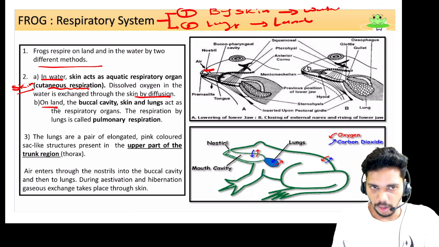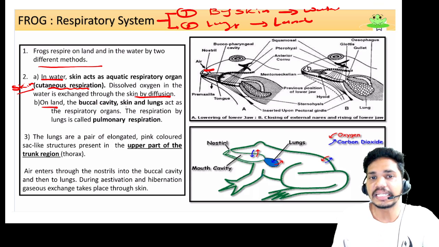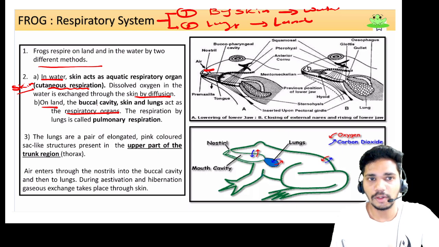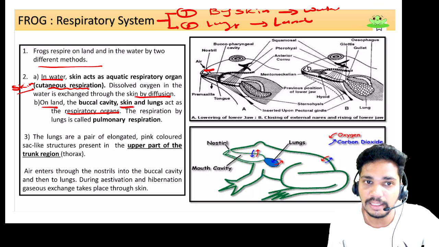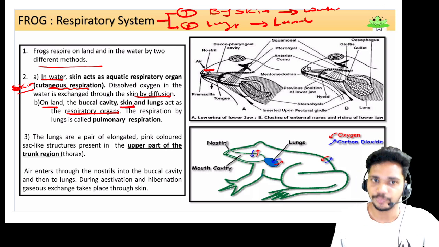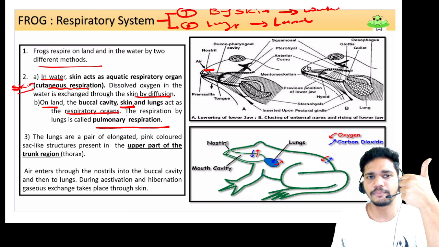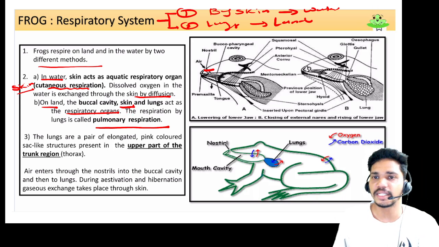On land, when you talk about the buccal cavity, skin, lungs act as a respiratory organ. तो जब बाहर की तरफ रहेगा, लैंड के ऊपर रहेगा, तो क्या रहेगी? Buccal cavity is there, skin is there and lungs as well, but skin का मेजर पार्ट वाटर में रहेगा. The respiration by lungs is called pulmonary respiration. So can I say that frog performs the pulmonary respiration as well as cutaneous respiration?